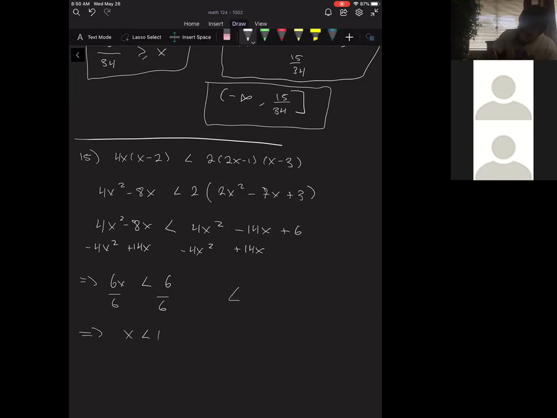So on a number line, here's 1. Open circle, x is less than 1, so we shade to the left. And that relates to this interval, minus infinity all the way up to 1 with a parenthesis.